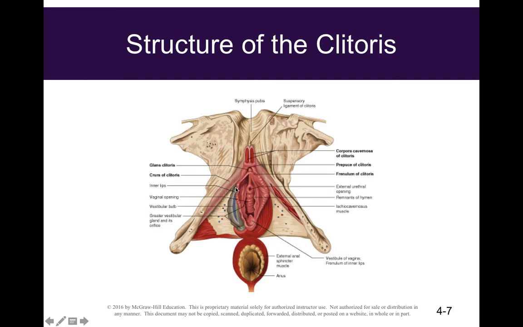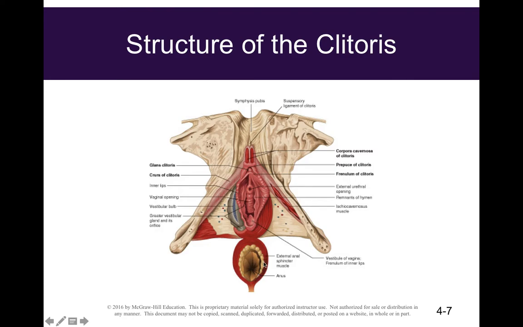Here you'll see the inner lips. In the middle is the vaginal opening. You'll see the vestibular bulb and the greater vestibular gland and its orifices. At the back here, you'll see the vestibule of the vagina and the frenulum of the inner lips.